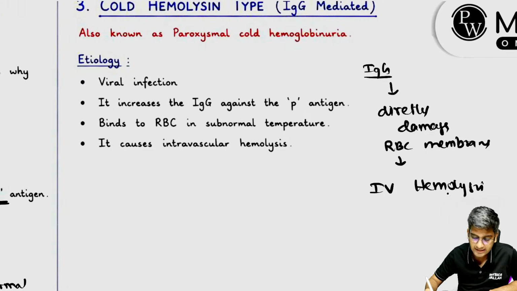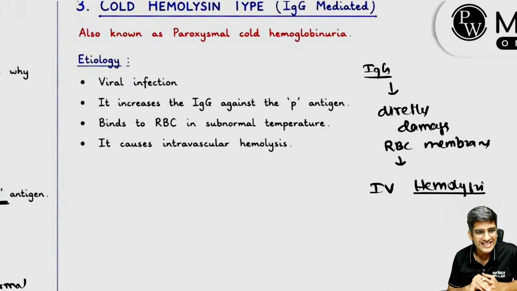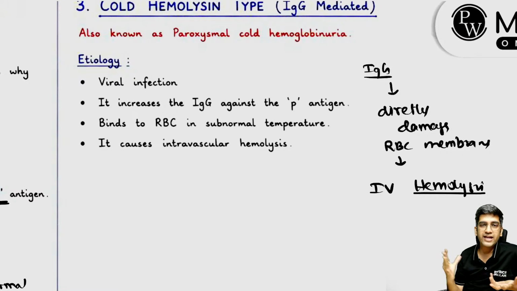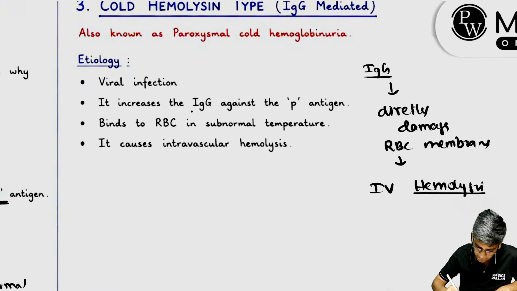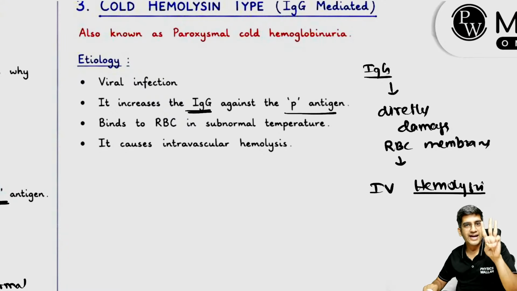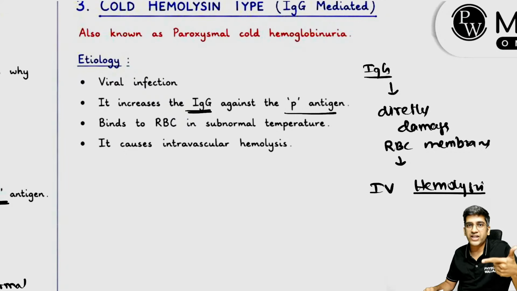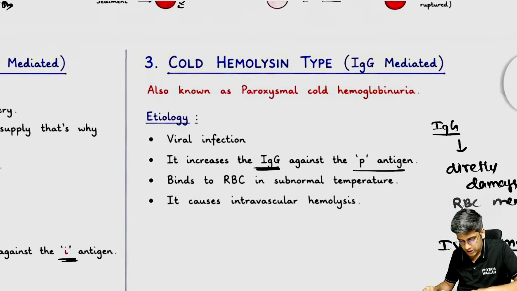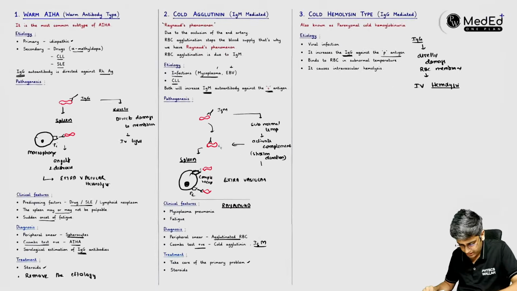Okay? Rare condition, commonly seen in children. In previous decades or century, we were seeing it most commonly along with syphilis. At that time we used to call these antibodies Donath-Landsteiner antibody, right? So here you'll have IgG antibody against P antigen. Three antibodies against three different antigens. IgG against Rh, warm. IgM against I, cold agglutinin. IgG against P antigen, this is called Donath-Landsteiner antibody or cold hemolysin type, right? Okay. Those are the three different types of autoimmune hemolytic anemia.